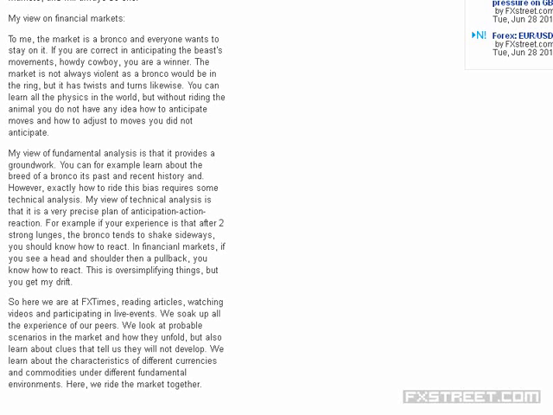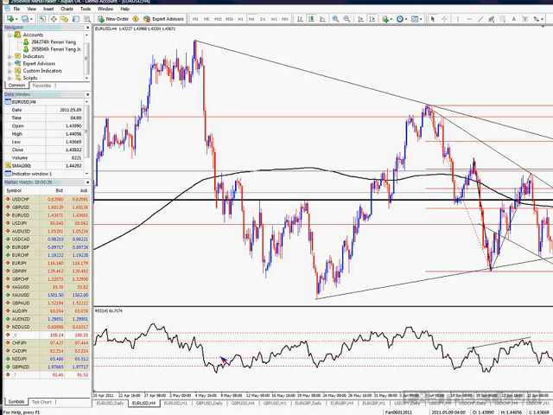So I'm going to go over some technical setups in the forex markets and see what we can look for, what kind of developments there are, what kind of breakouts or retracements and such.